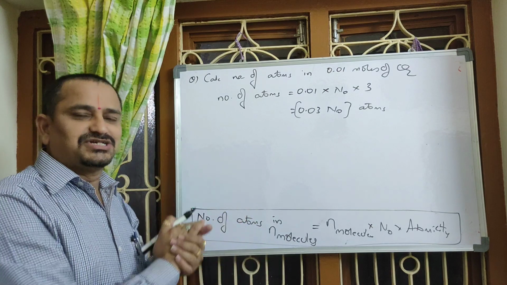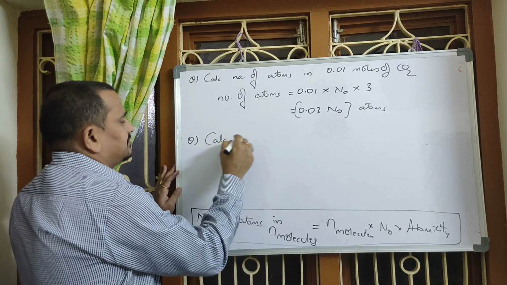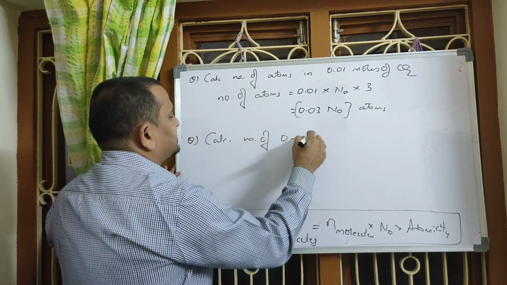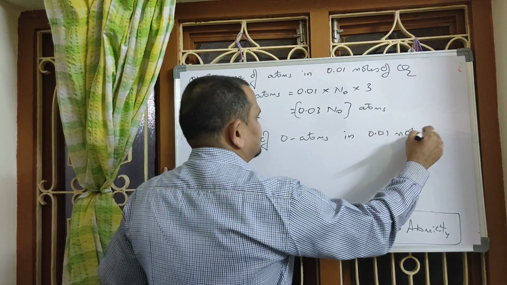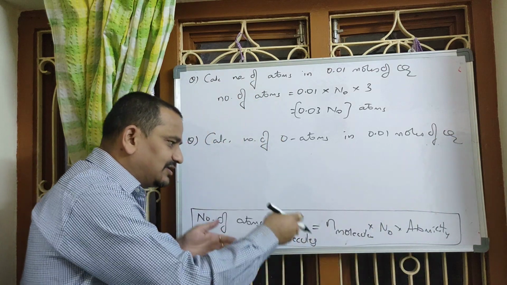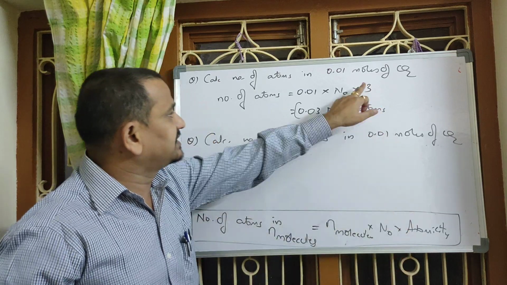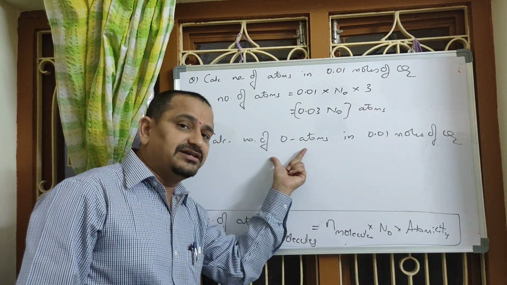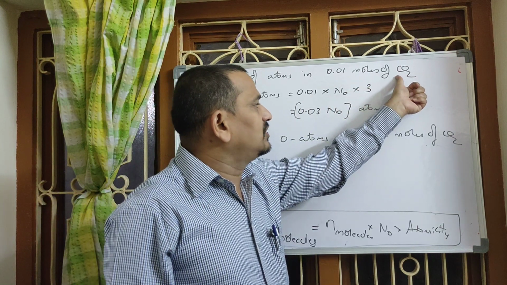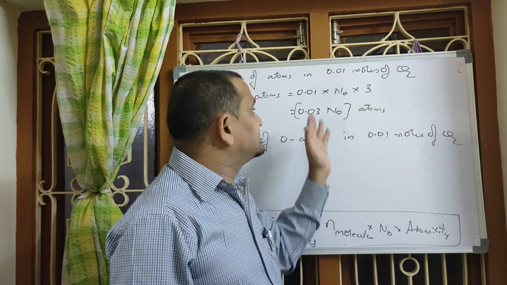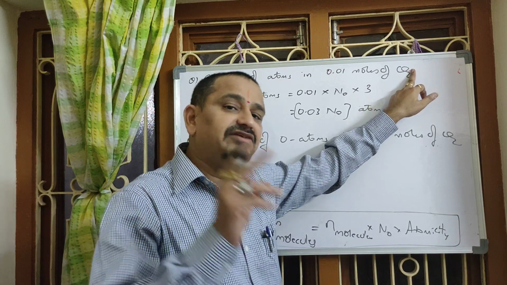Yes, the same question sometimes they may twist. See, calculate the number of oxygen atoms in 0.01 moles of CO2. Immediately a student will go to this relation. If it is total number of atoms, we have to take atomicity. But this question is about which atom? Oxygen atom. Atomicity 3 means it has 1 mole carbon and 2 moles oxygen. But when it is about only oxygen, 2 moles of oxygen are there in every 1 mole of CO2.